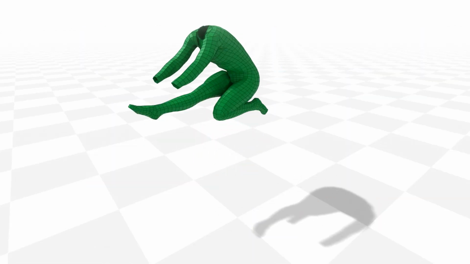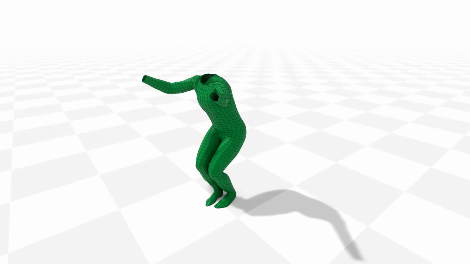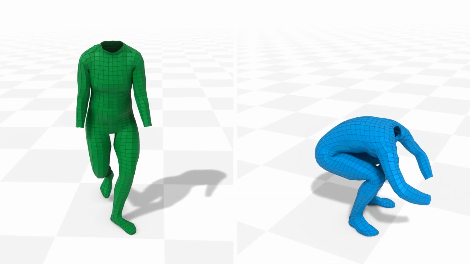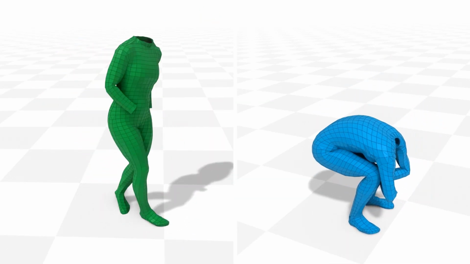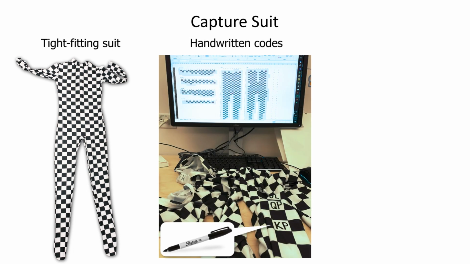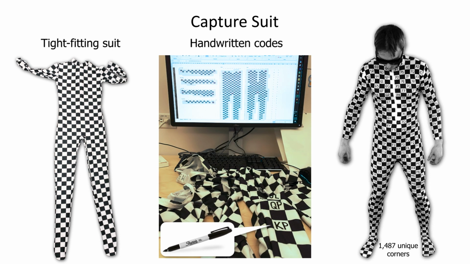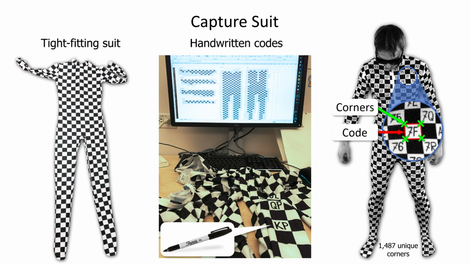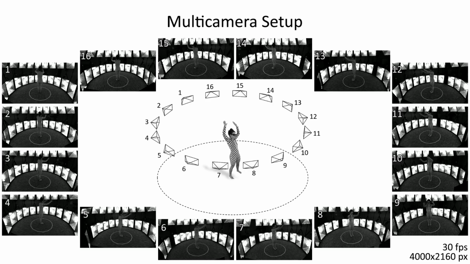Using our capture suit and a multi-camera setup, we can capture even poses with significant self-occlusion. Our novel capture suit contains handwritten two-letter codes, which allows us to uniquely label each of the corners. We use 16 time-synchronized cameras and bright passive lights surrounding the capture volume.